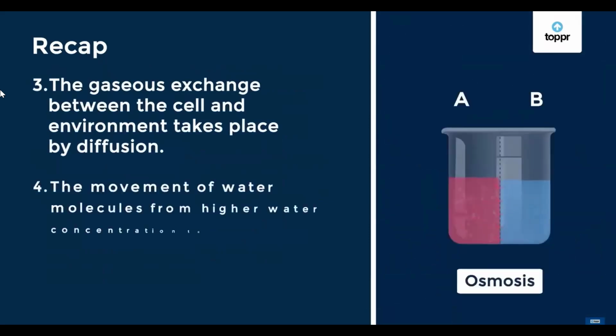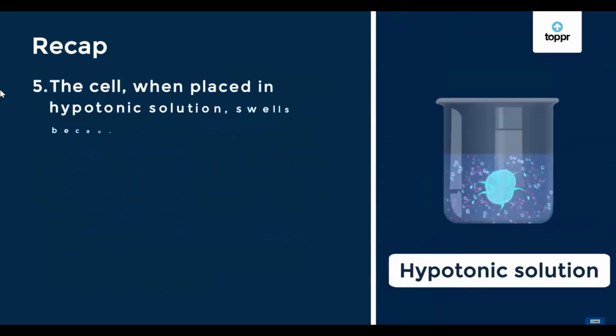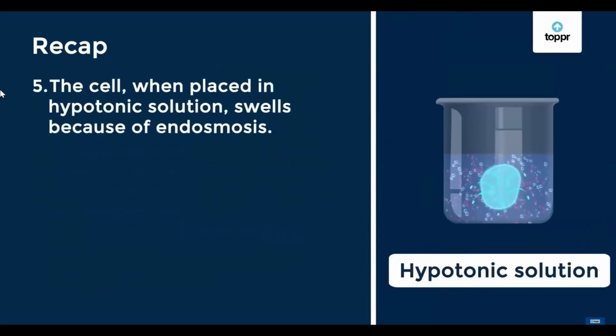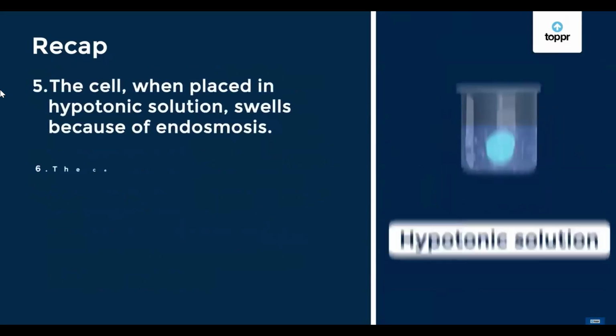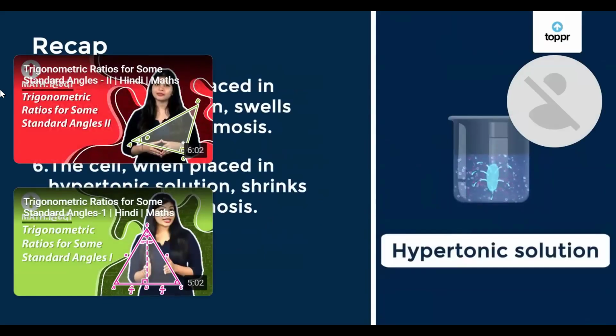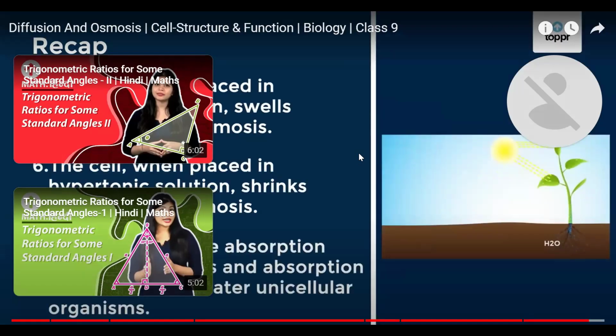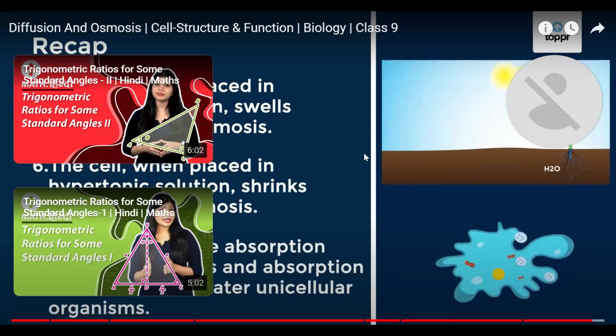The movement of water molecules from higher water concentration to lower water concentration across a semi-permeable membrane is called osmosis. The cell, when placed in hypotonic solution, swells because of endosmosis. The cell, when placed in hypertonic solution, shrinks because of exosmosis. Osmosis helps the absorption of water in plants and absorption of food in freshwater unicellular organisms. This was a complete brief and summary over osmosis and diffusion.